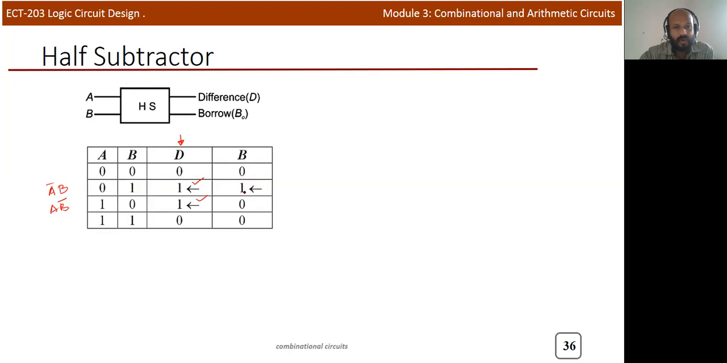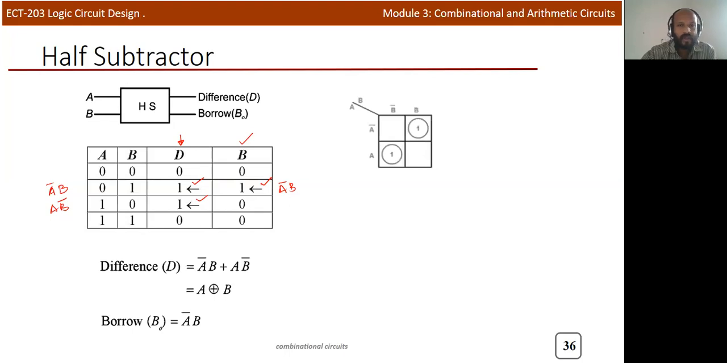Now if you discuss the borrow part, there is only one term. This borrow is equal to A bar B, the minterm corresponding to the borrow design. So you can write this directly from the truth table. So borrow is A bar B, or you can use the K-map also in order to design the difference.